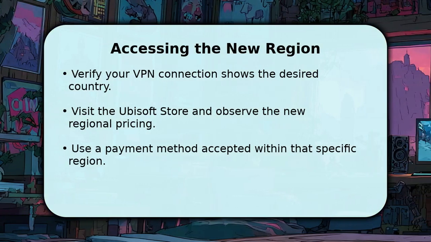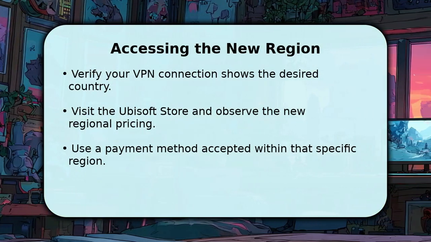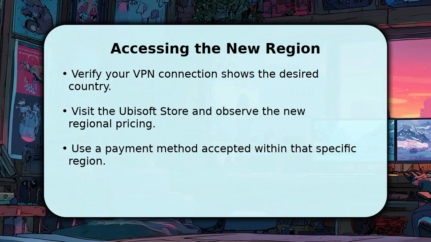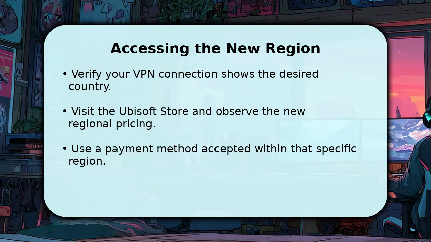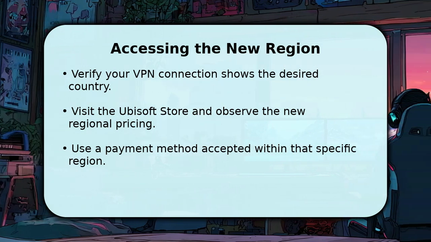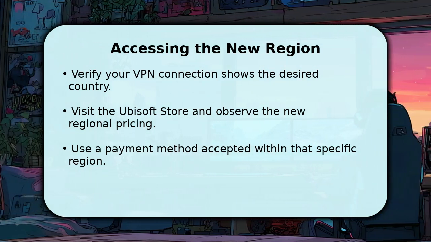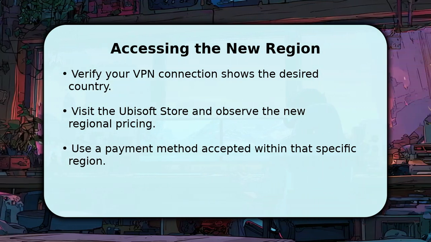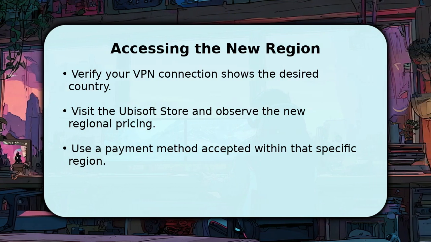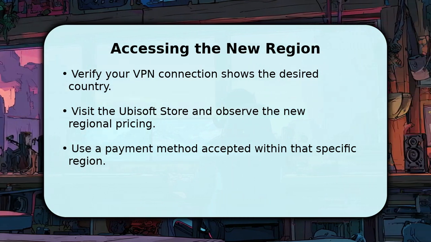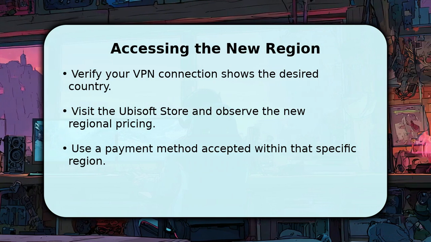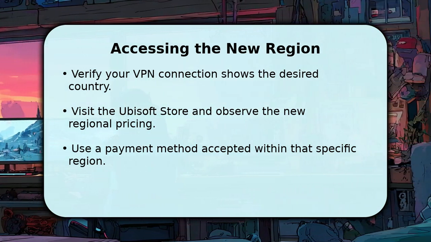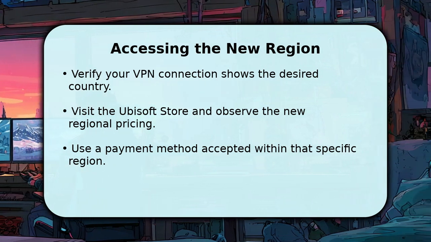Once your VPN is active and connected to your chosen country, open your browser and navigate to the Ubisoft Store website. You should immediately see the store reflecting the pricing and game availability of your selected region. Browse for the game you wish to purchase. When checking out, ensure you use a payment method that is valid and accepted in that specific region. This might involve using a credit card from that country or a digital payment service associated with that location. Your store should update automatically.